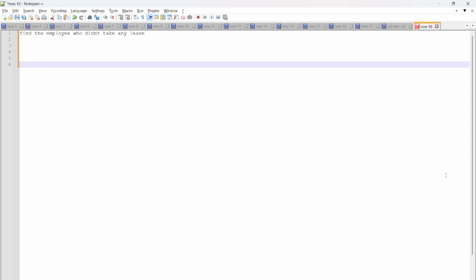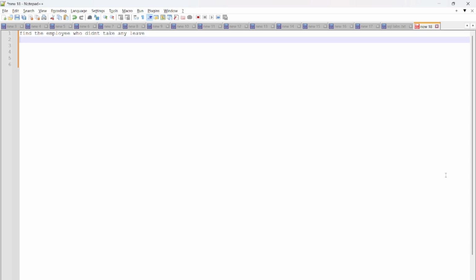So I will come up with one SQL query today, which is a frequent interview question: find the employees who didn't take any leave. This is the SQL query, right? They want me to write down the SQL query to find the employees who didn't take any leave. First, try to understand the question.